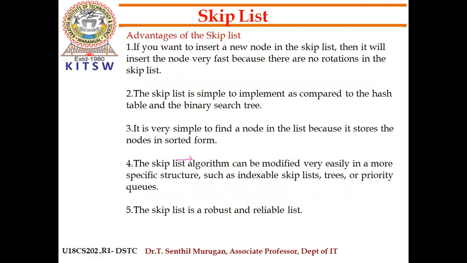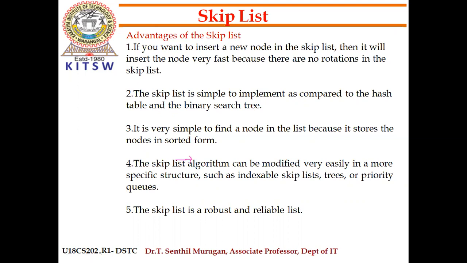So what is the advantage of skip list? If you want to insert a new node in the skip list, it will insert the node very fast because there is no rotation in the skip list. No need to shift the elements from here to there or there to here like that. So directly you know where you will insert the node. You check the lesser value and greater value, in between you can insert, and what level of link you can create, that also you will get.